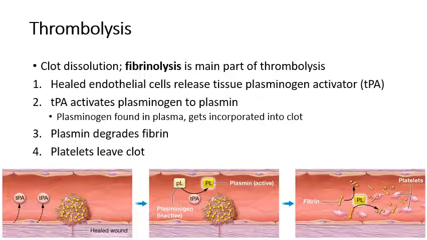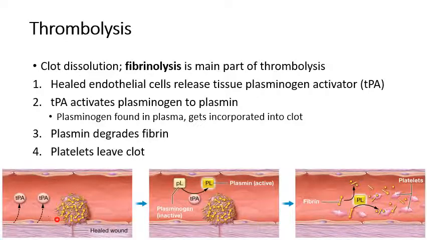The process of degrading fibrin is called fibrinolysis. So fibrinolysis is the most important part of thrombolysis. Once you've gotten rid of those fibrin threads, then there's nothing really holding that clot together anymore, and it's just going to end up breaking apart in the blood. So this is only going to happen after the damage to the vessel wall is healed.